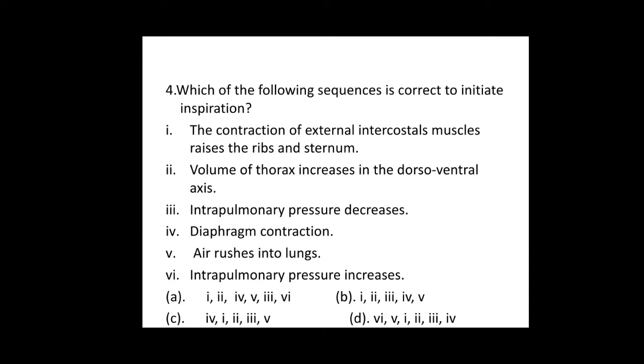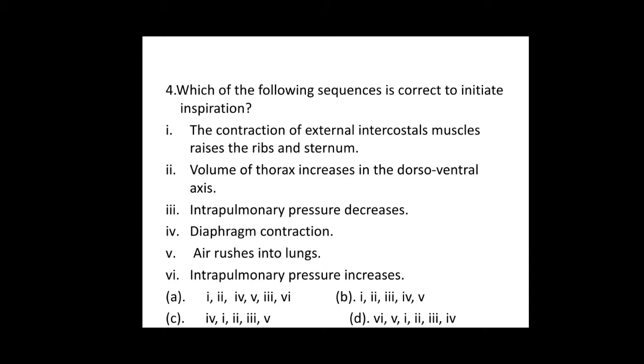First, you know that the diaphragm contracts. Once the diaphragm contracts, the thoracic volume is going to increase in the anterior and posterior axis. Next, the external intercostal muscles will contract. The sternum and ribs will be moving in the upward direction. Once the ribs and sternum move upward, the thoracic volume increases in the dorsal and ventral axis.